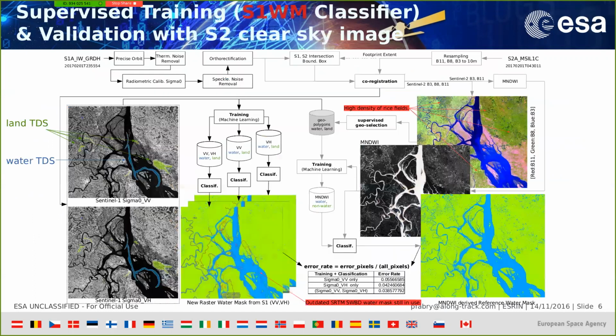Here is the dataset, and here is the methodology using both Sentinel-1 and Sentinel-2 images to perform the training and also to validate the results of the Sentinel-1 from the Sentinel-2. At the end of this process, we identify that the case when we are using VV and VH together is the best one, and this is the one that we are selecting for producing the water masks.